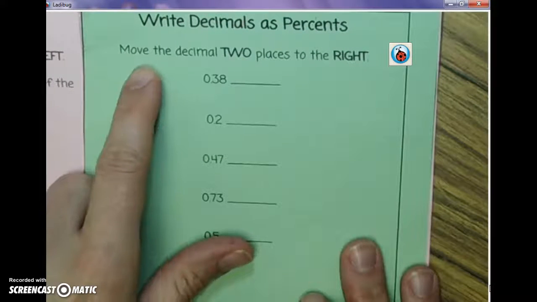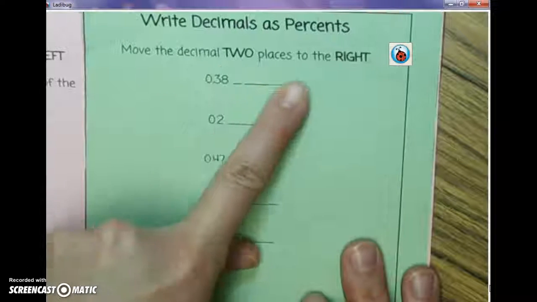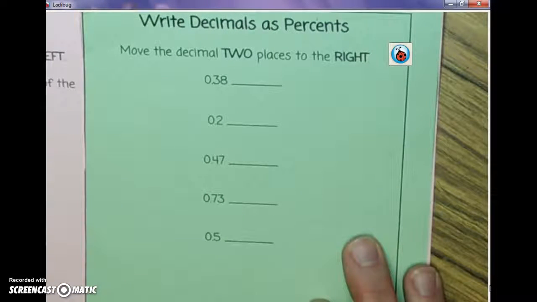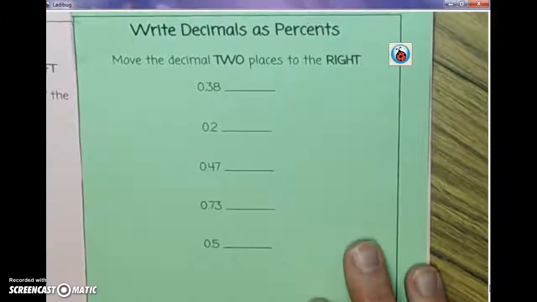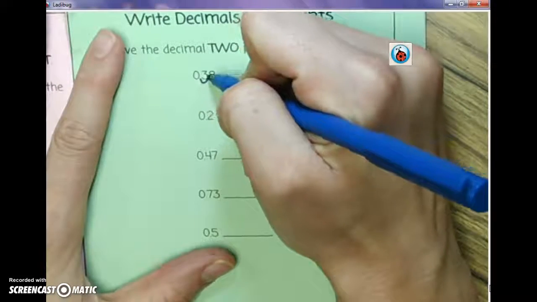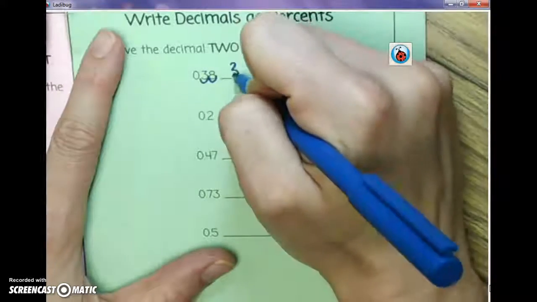This one is making a decimal into a percent. So if we look on the top, it says move the decimal 2 places to the right. That signifies multiplying by 100. But since we probably don't want to multiply by 100 every single time, all you have to do is go 1, 2, and have 38%.